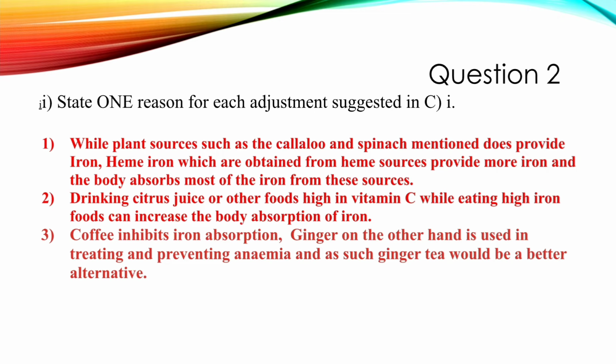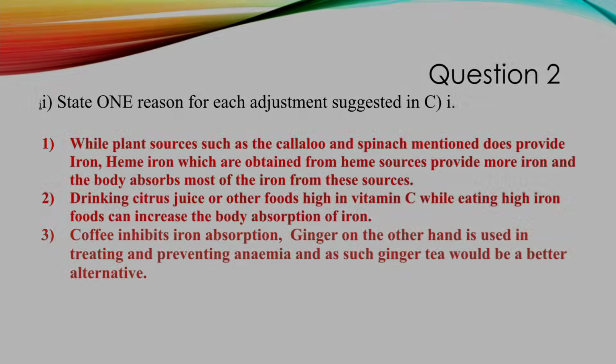And then reason number 3, which would be swapping out the coffee for ginger tea. It says here that coffee inhibits iron absorption. Ginger, on the other hand, is used in treating and preventing anemia, and as such, ginger tea would be a better alternative.